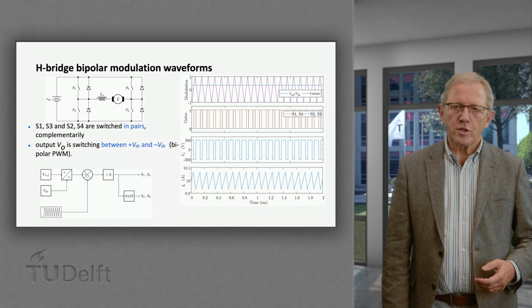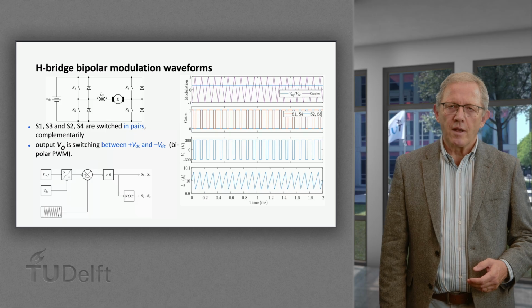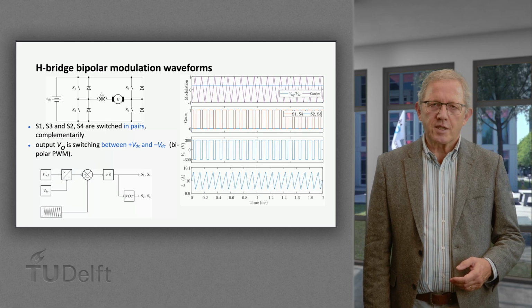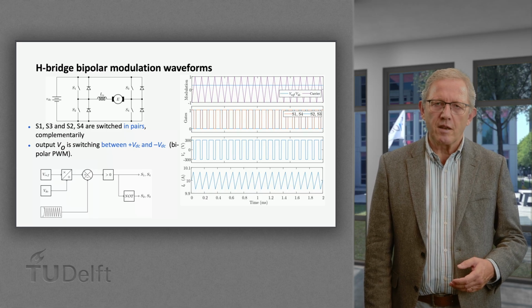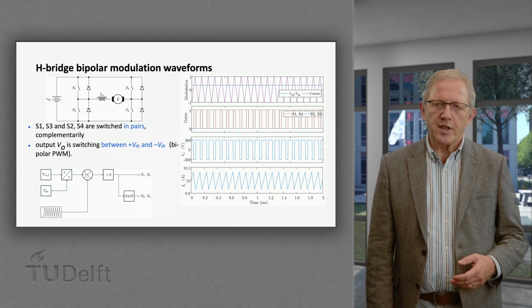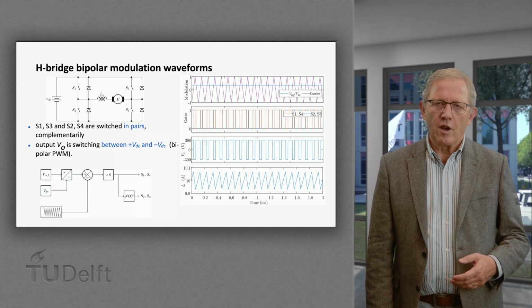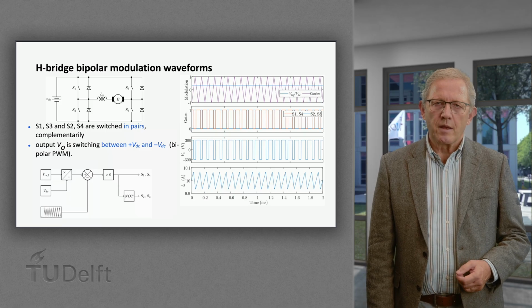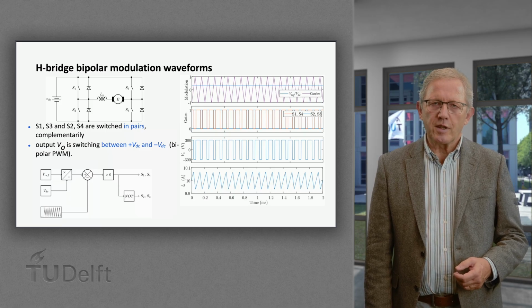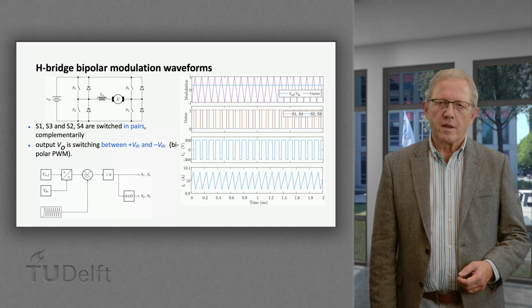On the screen, it shows the simulated waveforms of the bipolar modulation of the H-bridge. It can be seen that one pair is switched with a 67% duty cycle, while the other one with 33% duty cycle, giving rise to an average output voltage of 100 volt from a 300 volt DC bus. The output voltage switches between plus and minus 300 volt. Thus, the modulation is called bipolar modulation.